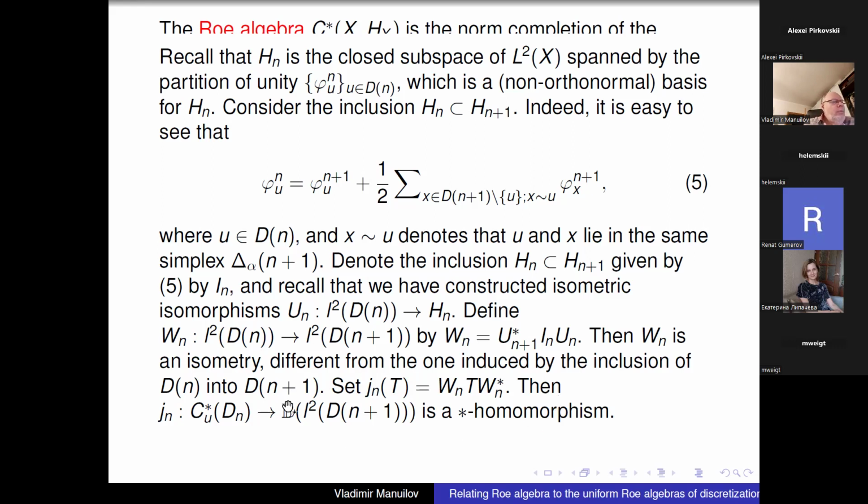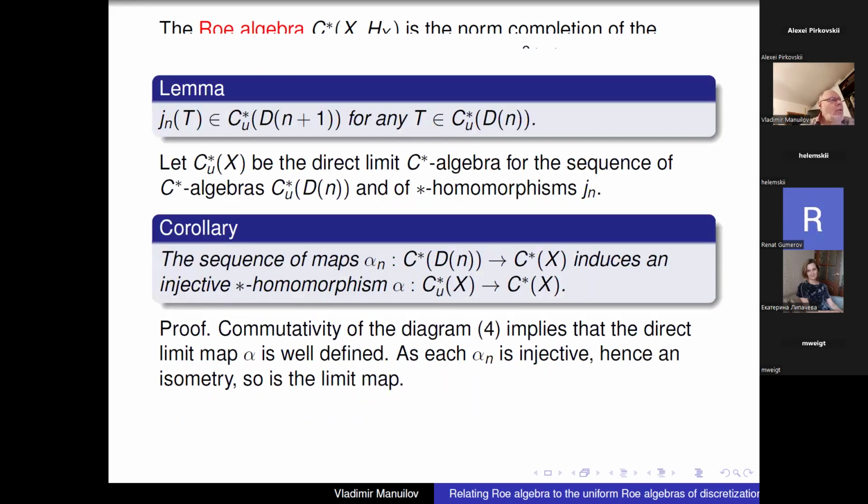And we can define this J_n as W times T times W star. So this J_n gives a star homomorphism. And of course, we have to check that if we apply this J_n to a finite propagation operator, we also get a finite propagation operator, but this is quite easy. And then we get a map. First of all, we get a direct limit of these uniform Roe algebras of discretizations, and we get it together with a map into the Roe algebra of the whole X. So we get this map.